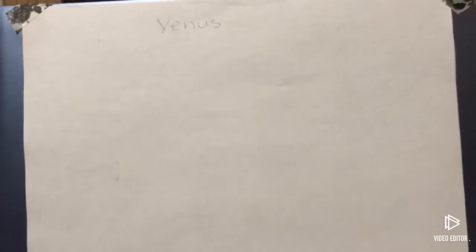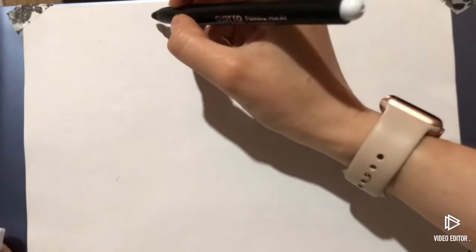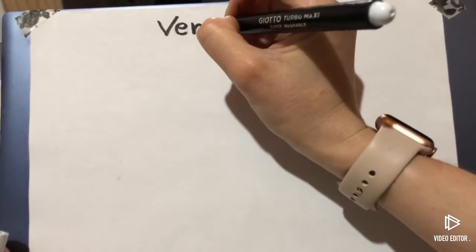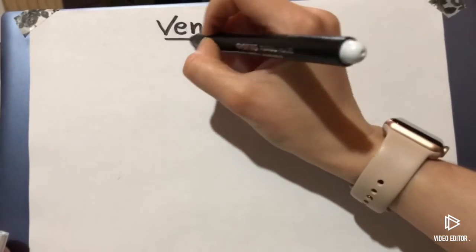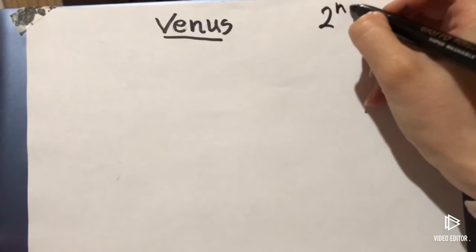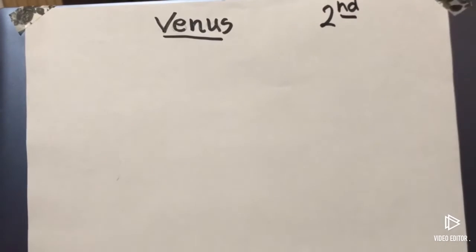So today we are going to be talking about Venus. This is how you write Venus. Venus, that's the second planet from the sun. Right? So we are going to write second. You're going to draw it by doing this.